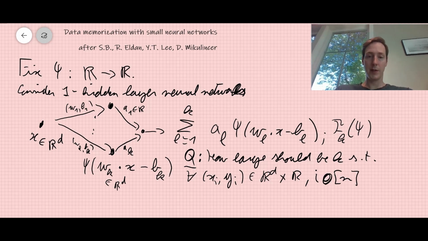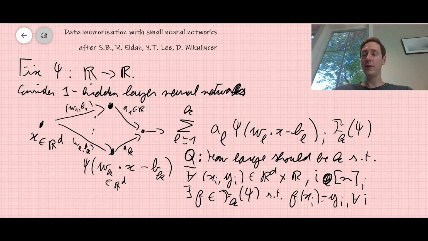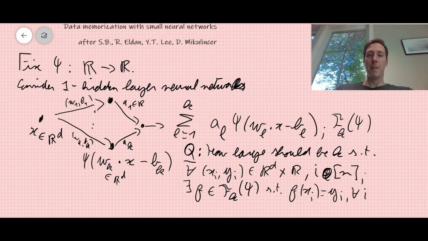I have n data points in d-dimensional space. And what I'm trying to ask is, does there exist a function f in F_k(psi), so a neural network with k neurons, such that f(x_i) is equal to y_i for any i? Okay, so you perfectly fit those n data points. You completely memorize them. So this is the question we want to ask.